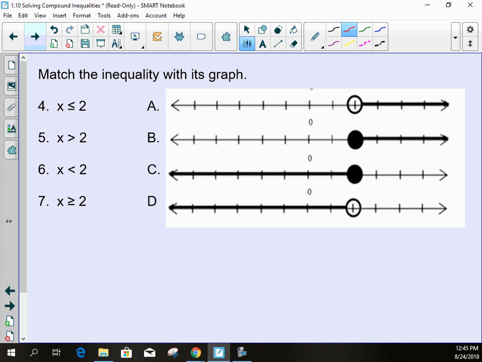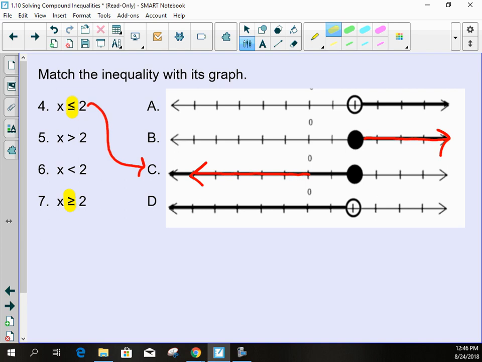Now, this and this means a solid dot. X is smaller than 2. Solid dot smaller than 2 is right here. See, this is your 0. So this way is smaller than 2. This is x bigger than or equal to 2, I'm sorry. X is bigger than or equal to 2. Right here is bigger than. This way is going bigger.